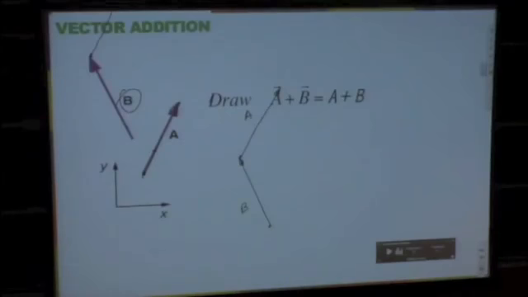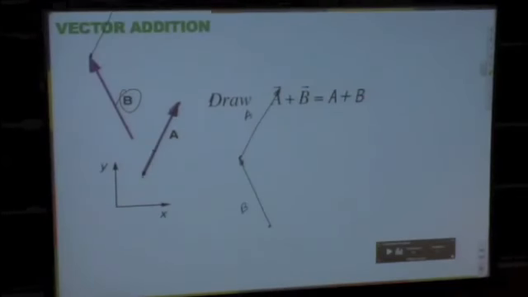The second, yes? Does it matter if I go from B to A or A to B? Good question. Too soon. We didn't finish this yet. That's just the first step of the procedure. We don't see yet the resultant, the sum.